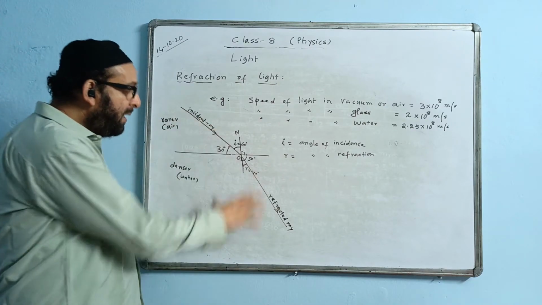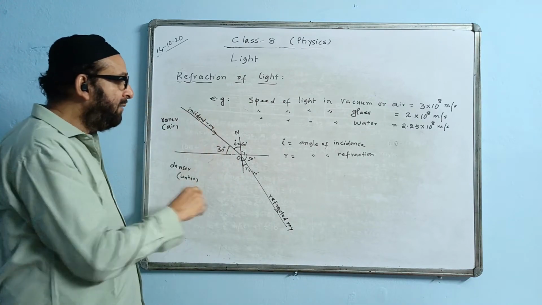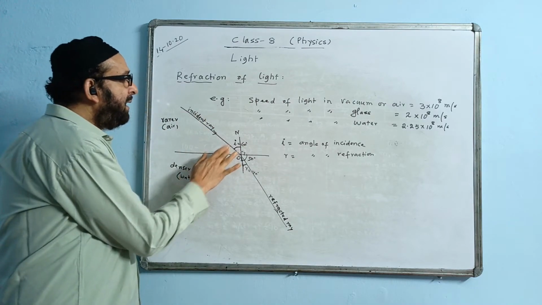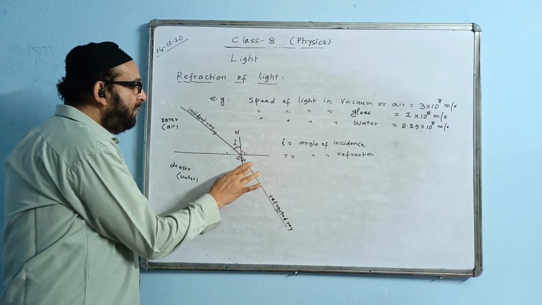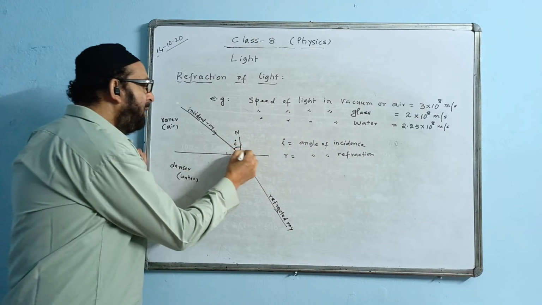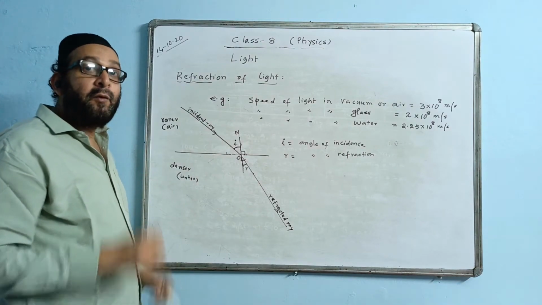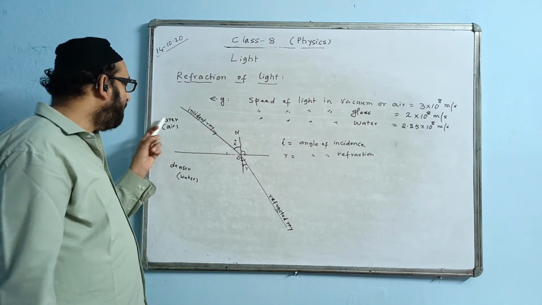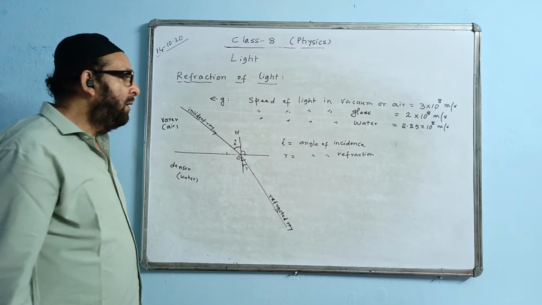So this is the labeled diagram. You must draw this diagram in your copy, systematically, as I did. This is for your understanding. For the time being I am omitting the values, but just mark the angles I and R. This is the labeled diagram showing the refraction of light for a ray of light when it travels from the rarer to the denser medium. So the diagram will be like this.